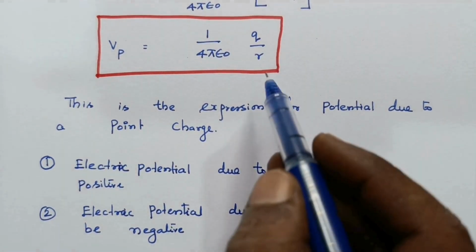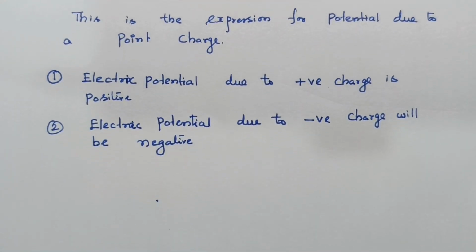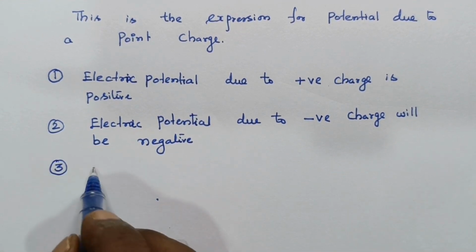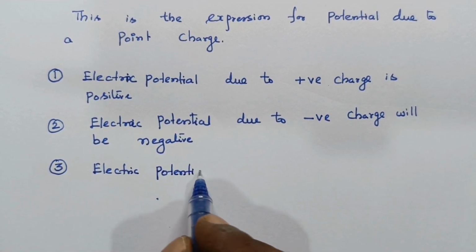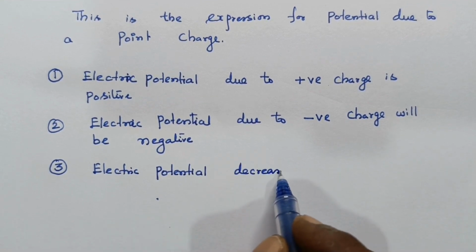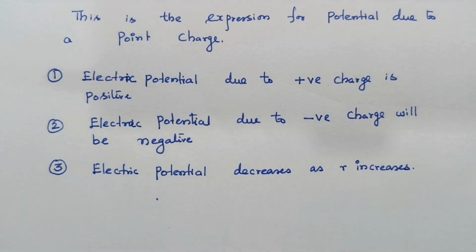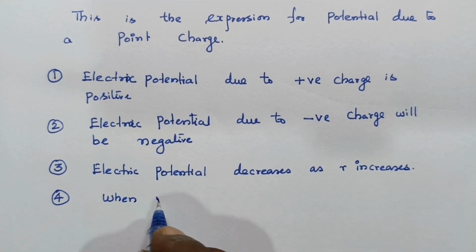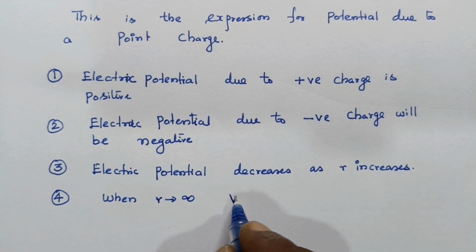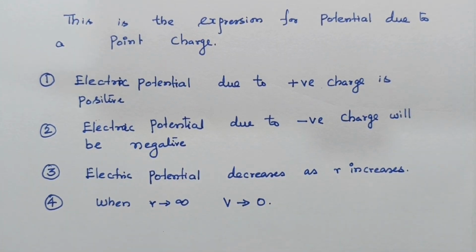In this expression, here you are having r in the denominator. So as r increases, which means that as the distance increases, potential decreases. So the next point here is electric potential decreases as r increases. So when r tends to infinity, potential tends to 0. So these are the important points regarding the electrostatic potential. So this is the answer for the question.